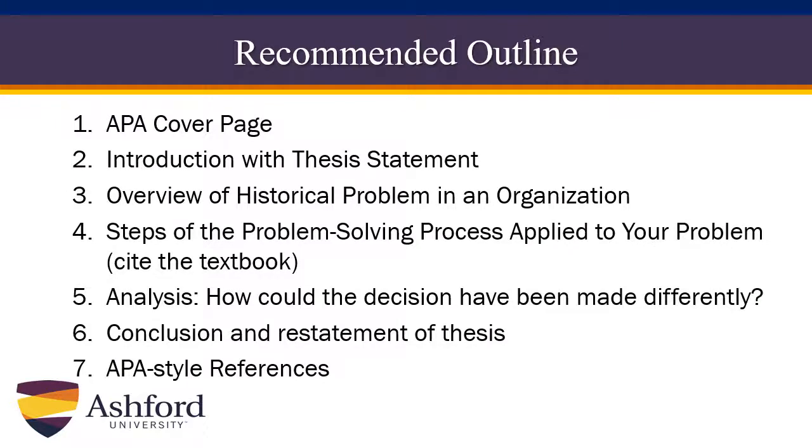I recommend the following outline for your paper. Of course, an APA cover page. Your first paragraph should be a strong introduction with a clear thesis statement. Then I recommend 2 to 3 paragraphs with an overview of the historical problem in your organization, or perhaps even in your personal life. So describe the problem, describe the members of the group, describe how the situation came about. Then I recommend a section, maybe 2 or 3 paragraphs, that delineates the steps of the problem-solving process applied to your problem, and you need to cite the textbook directly for those.